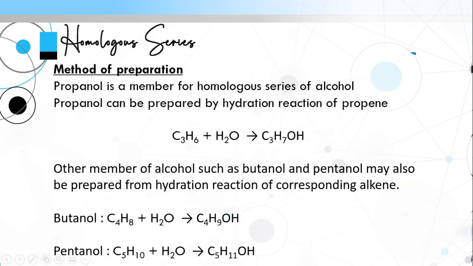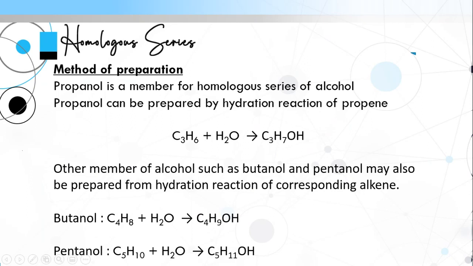The third one is about method of preparation. If you know one member of any particular homologous series can be prepared in one way, that also means that the other members in the same homologous series can also be prepared in a similar way. What does it mean? It sounds slightly confusing, right? But if you see from the slide, I hope it can clarify that fact.